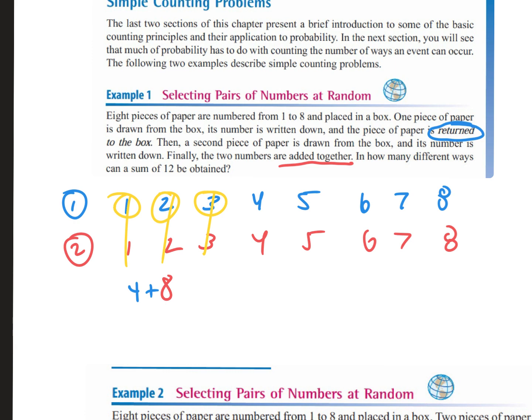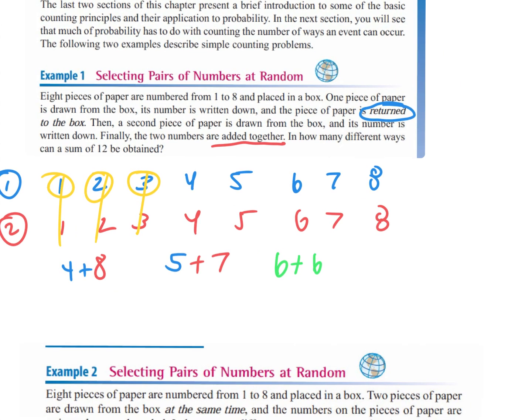Okay. What else could you pull out? 5 and 7. You could pull out a 5. What else could you pull out? 2 6s. Okay. What else could you pull out the first time? 8. Okay, you could pull out an 8 the first time, and what would you have to get the second time? 4. A 4. Good.